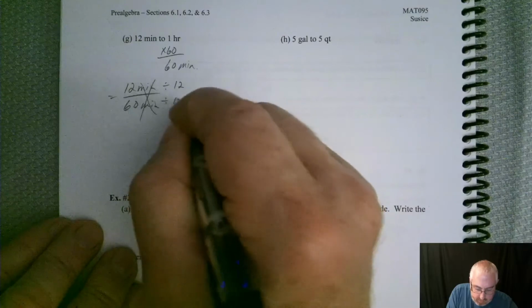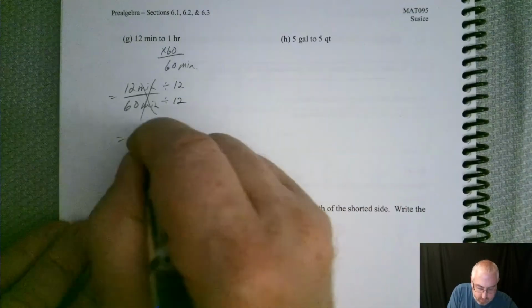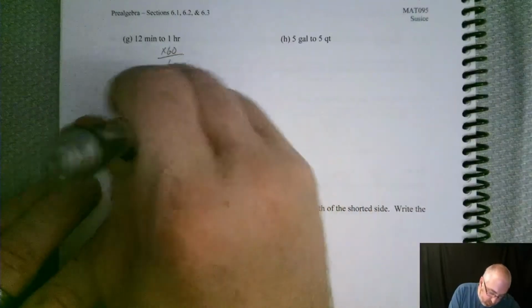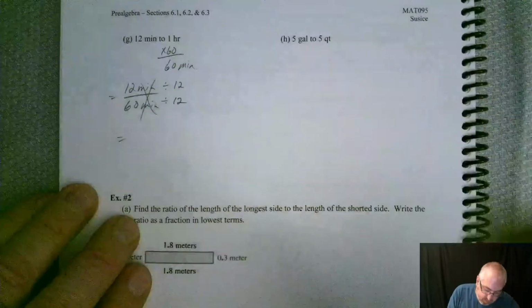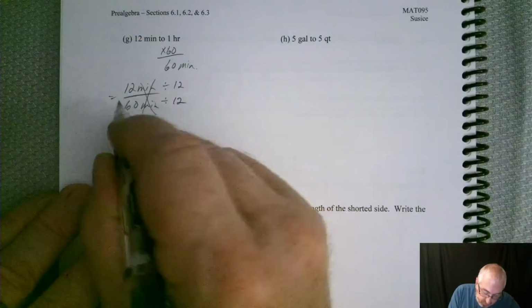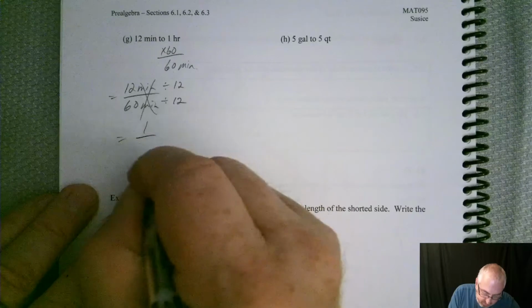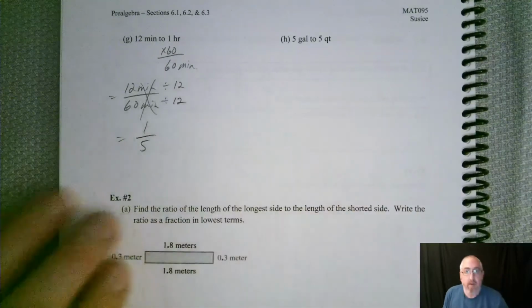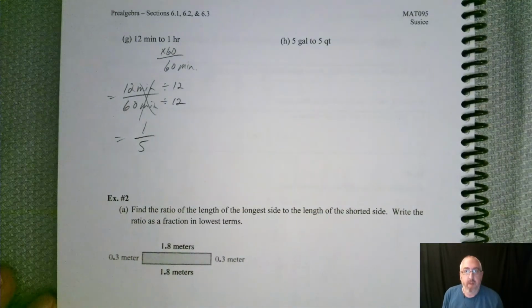Well, it turns out 12 does. Oops. Make sure you write the right numbers. So 12 divided by 12 is 1. 60 divided by 12 is 5. So we got a 1 to 5 ratio.